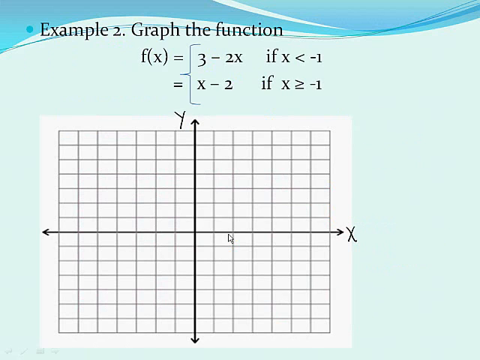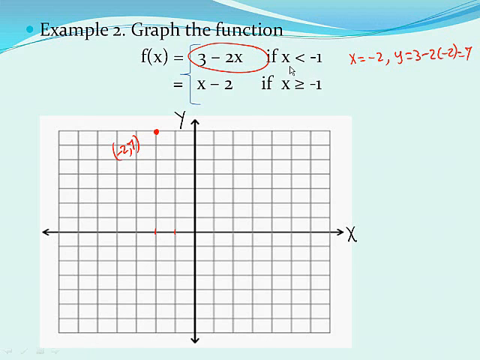In this example, we need to graph the function f of x equal to 3 minus 2x if x is less than negative 1 and equal to x minus 2 if x is greater than or equal to negative 1. Here we have two pieces. We are going to graph those two pieces together in the same window. So let's take the first one. And this is a linear function, so we can graph that by plotting 2 points on it. So let's say x equal to negative 2. When x equal to negative 2, we will get y equals 3 minus 2 times negative 2, which will be equal to 7. That is the point negative 2, 7.